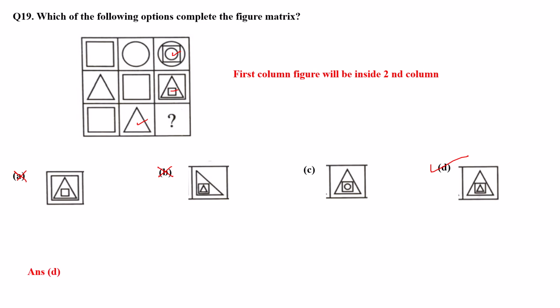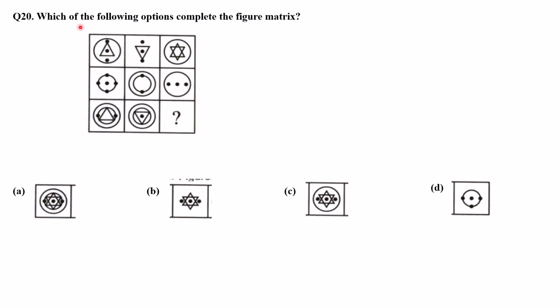So the answer is D option, and the pattern was first column figure will be inside the second column. Now question number 20, which of the following options complete the figure matrix? Again you see the first and second row is filled, isn't it? You have to find the third row. If you clearly observe the figure given in the first row, the first, second and third figure, whatever is common in both figures is removed in the third figure. These three dots were present in both the first and second figure, so that is removed from the third figure, isn't it?